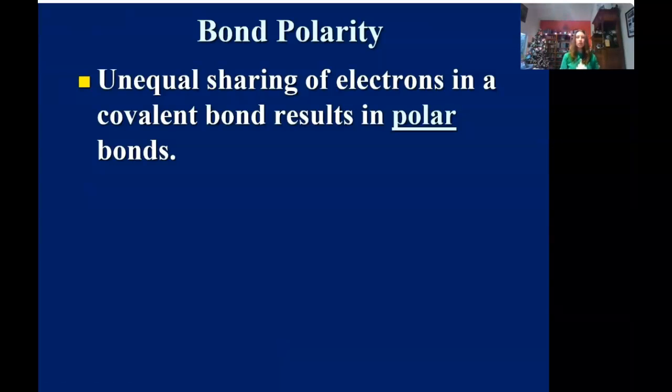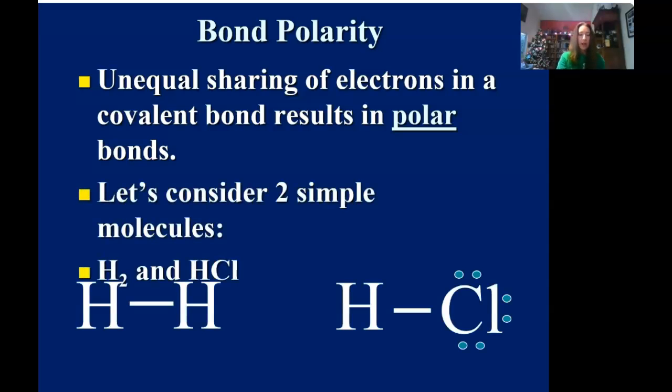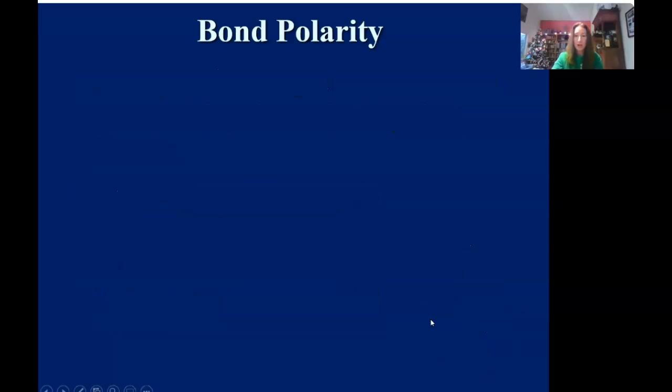The unequal sharing of electrons, that's what a polar bond is. So for example, if we have H-H and HCl, hydrogen bonded to another hydrogen, they have the same electronegativity. So they're like holding hands, skipping down the road, happy as can be. They are sharing their electrons exactly equally. But if you look at chlorine, chlorine is more electronegative.